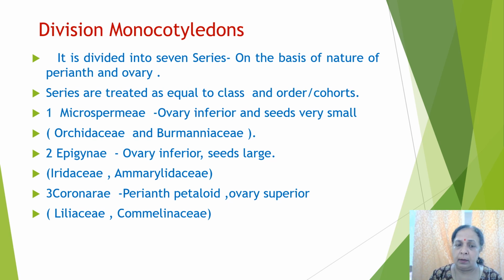The Epigynae series shows ovary inferior and seeds large. It consists of 2 families, Iridaceae and Amaryllidaceae. And the third series is Coronarieae, where the perianth is petaloid and the ovary superior. This series consists of 2 families, Liliaceae and Commelinaceae.